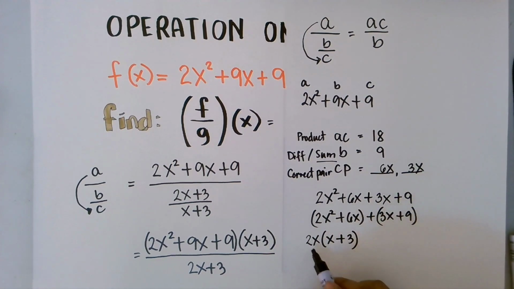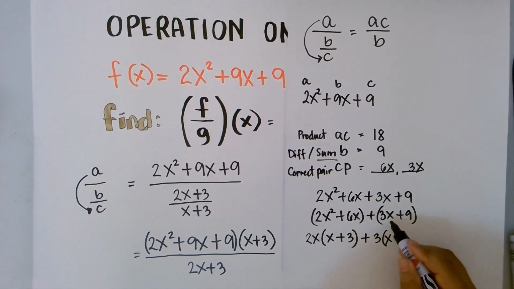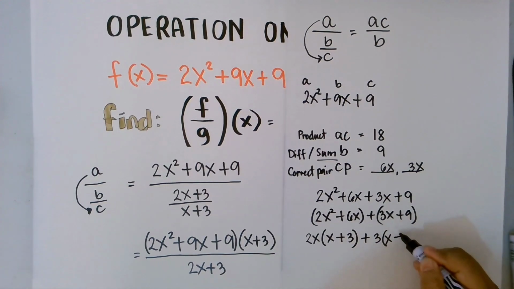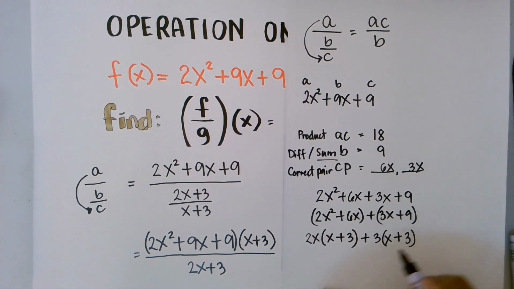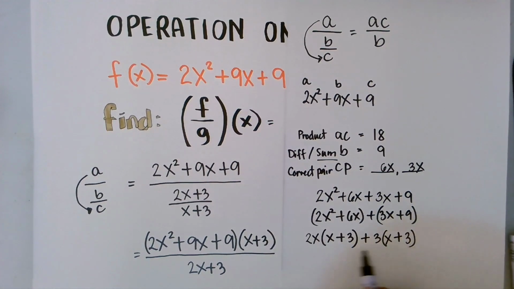So, let's try. 2x times x is 2x squared. And 2x times 3 is 6x. Okay. In the second group, the common monomial factor is, I think, 3. So, we take it out, and what remains here is x. 3 times x is 3x. And on the other side is just 3. 3 times 3 is 9. And there you have it. Since they share a common factor there, it means our factoring is correct.